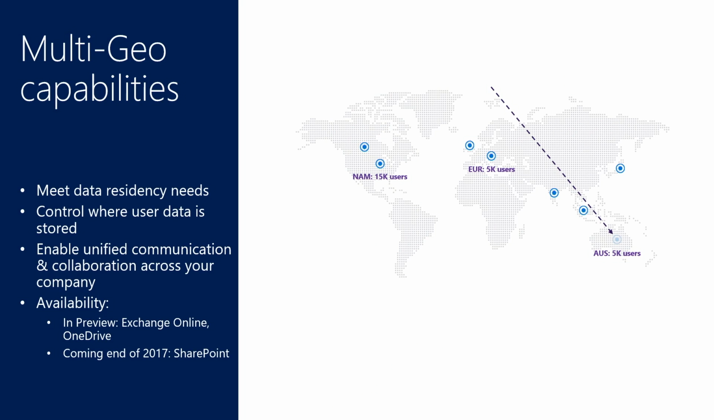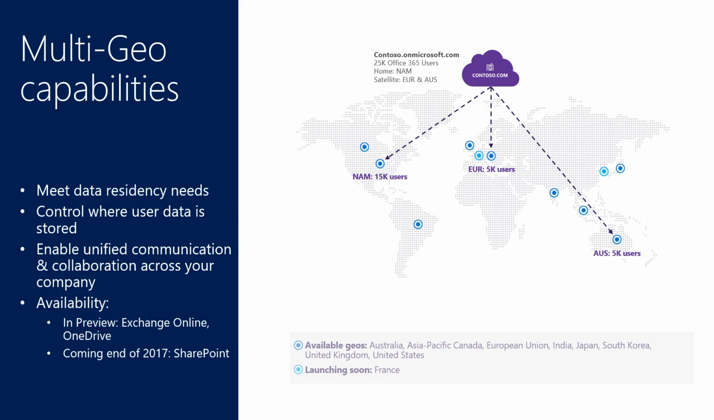Multi-geo is a new feature that enables a single Office 365 tenant to span across multiple Office 365 data center geographies, or geos. Multi-geo is currently in preview for OneDrive and Exchange, with the SharePoint preview coming very soon. If you're interested to participate in the preview, please contact your local Microsoft account team. Now, a quick look at the Office 365 Admin Center roadmap.